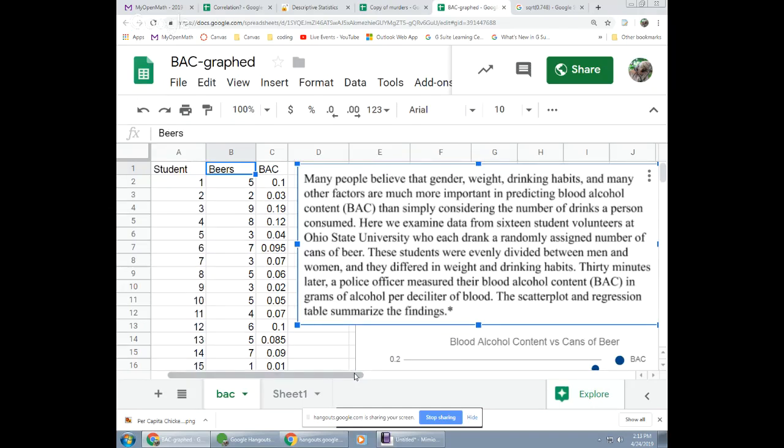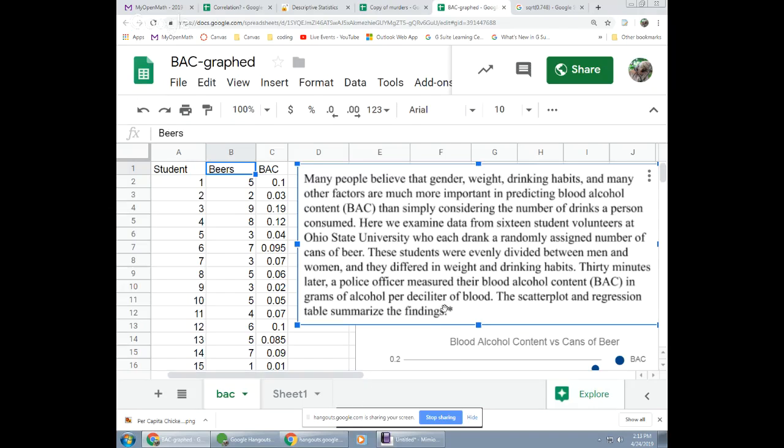So sometimes there are these thoughts that how drunk you get after you have some beers depends on, well, how much do you drink normally? Maybe you've built up a, quote, tolerance, whether you're male or female, how heavy you are. They're trying to get at what really matters is how many beers you drink, bottom line.